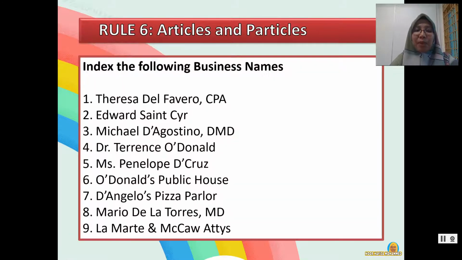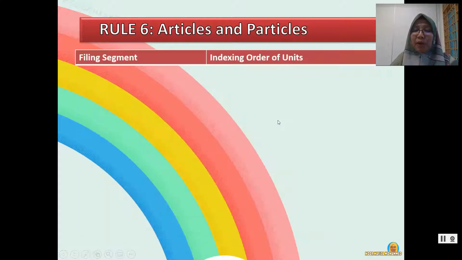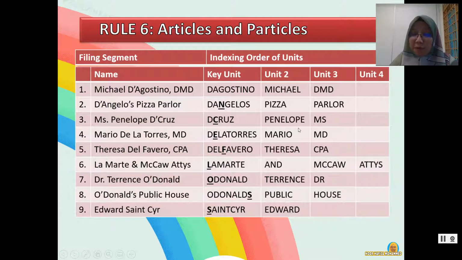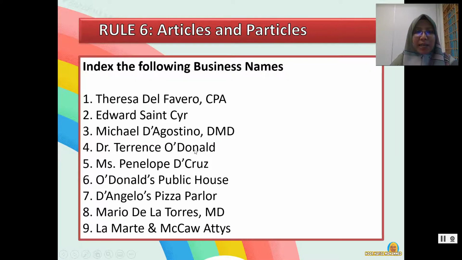Okay, so del is the article particle, so you need to close up del Favero. This is the professional suffix. And the word Saint, sir, Saint is an article particle. D apostrophe is also an article particle, but you have the MD, which is what we call the professional suffix. And then O'Donnell is also an article particle, close up. De Cruz, close up. This is a personal name, personal name.